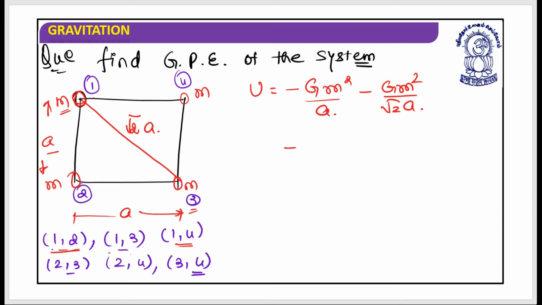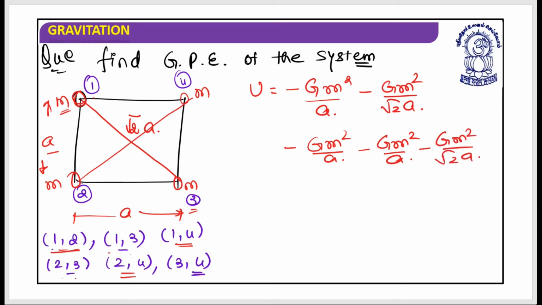So this is equal to minus GM square by A. Next, 2 comma 3, again minus GM square by A. Next, 2 comma 4, again they are the diagonals, so it's again minus of G into M square divided by root 2A. And 3 comma 4, that is again minus GM square by A. So I have 4 pairs which have GM square by A, and 2 pairs having divided by root 2A.